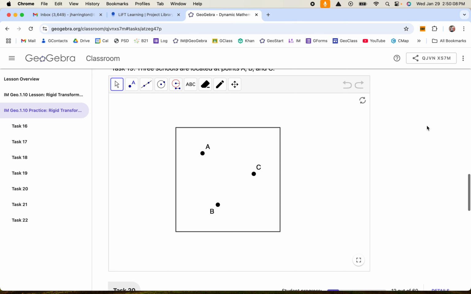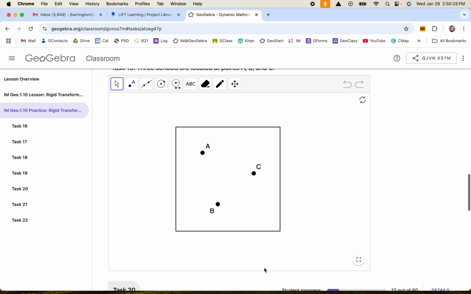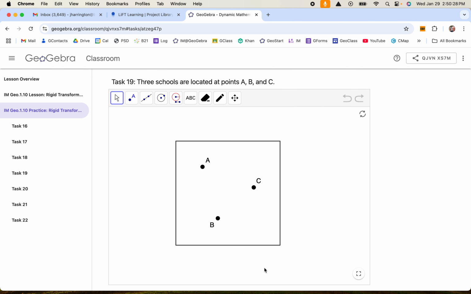We'll see. All right, so that's our given information. The school district wants to locate its new stadium at a location that will be roughly the same distance from all 3 schools. Where should they build the stadium? Explain or show your reasoning. Okay, so we kind of did this before. Remember, we had that whole lesson in 1.9 about pizza shops and how to find a place where it's the same distance from all the pizza shops?